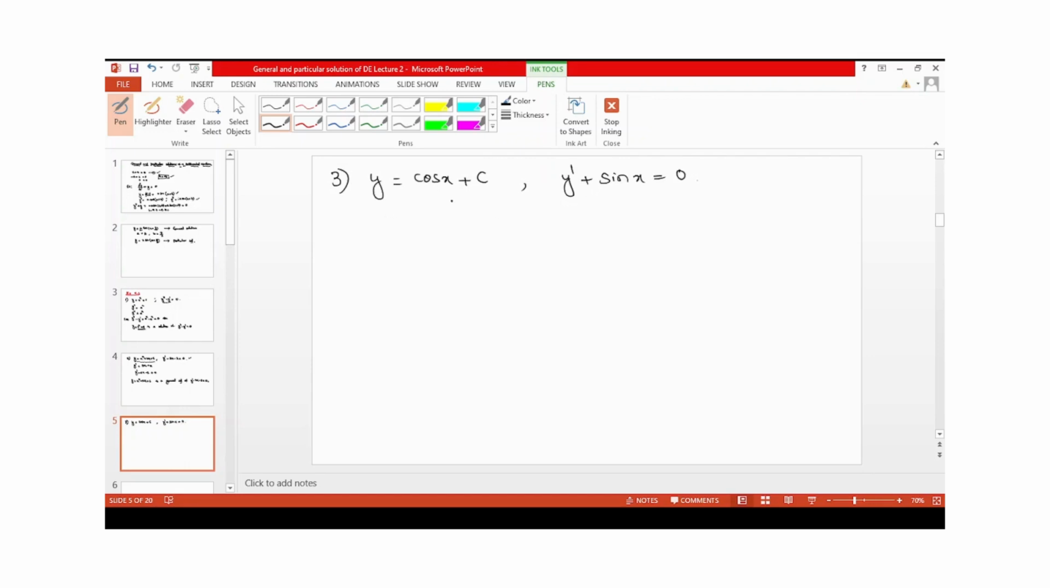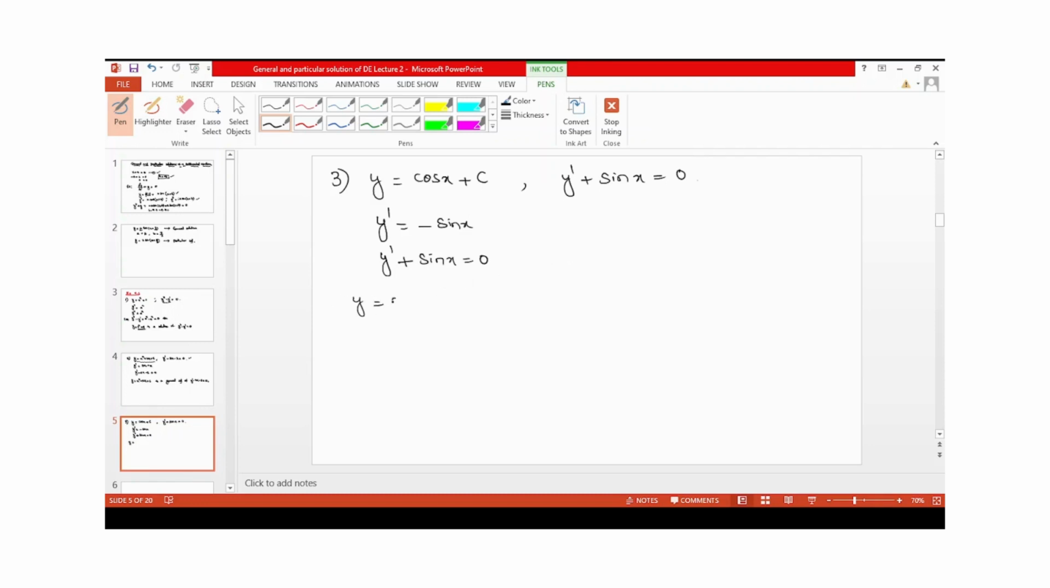So in order to check again whether this curve satisfies the differential equation or not, I need to find out y dash. Cos x differentiation is minus sin x, and the derivative of the constant is 0. So only this one, minus sin x. When I bring it to the left hand side, y dash plus sin x equal to 0. It's clearly observed these two are one and the same. That means this is a solution. So the given one is a solution of the differential equation. So it is also a true statement, I can say.